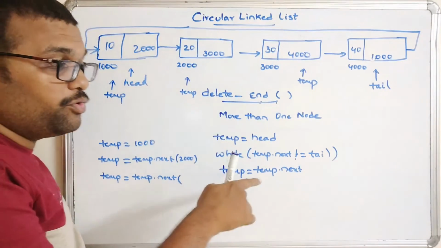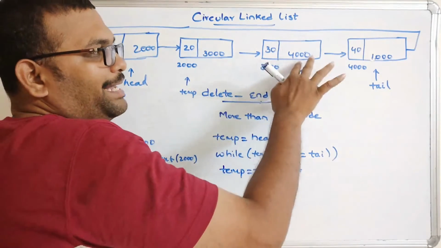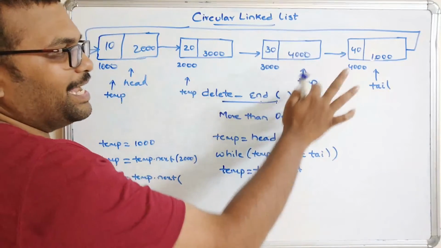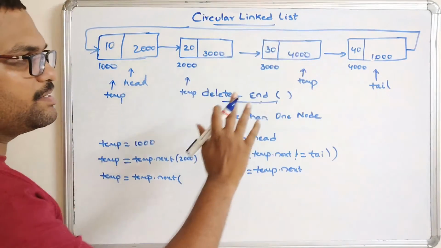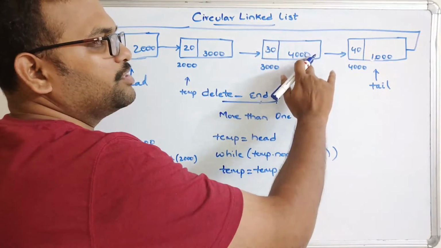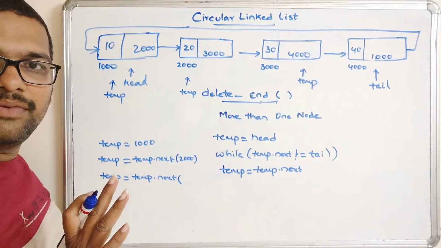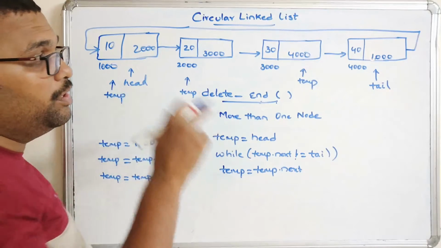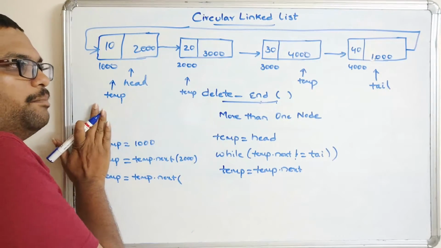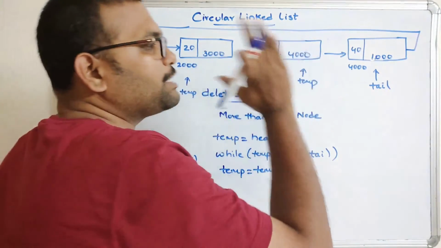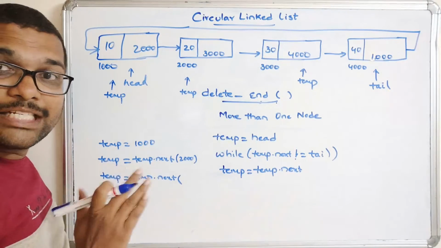Okay. So we have to stop whenever temp.next is equal to tail. In this case, you can observe that after 2 iterations, temp.next is 4000, which is equal to tail. So it will stop here. We need to traverse the temporary variable from the first node to the last but one node. Okay, last but one node.